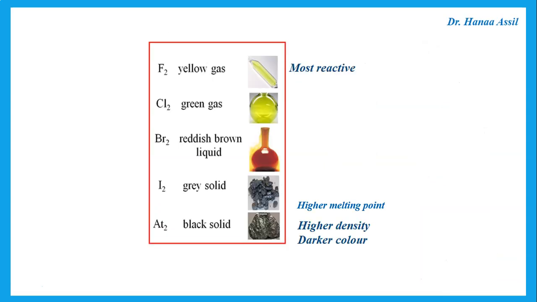If we're talking about appearance, you're required to know the appearance. So fluorine is a yellow gas, chlorine a green gas, bromine is a reddish brown liquid. This is the only liquid nonmetal. Iodine is a gray solid, astatine would be a black solid. So as we go down, the one up is most reactive, but as we go down, the melting point increases, density increases, and the color gets darker.